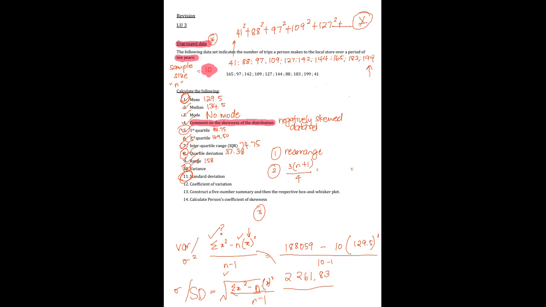So all you really have to do with your standard deviation is just find the square root of your variance, and that will be it. So here for this example, your variance was 2261.83. Now all we need to do is find the square root of that to give us your standard deviation. So let me just erase here.